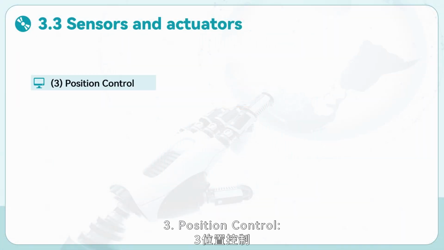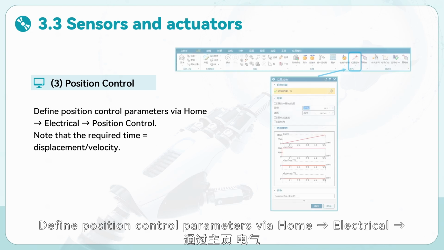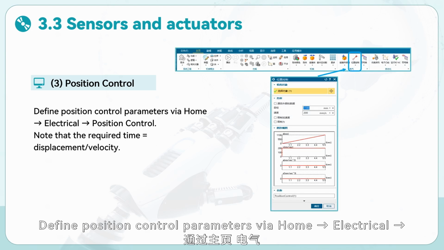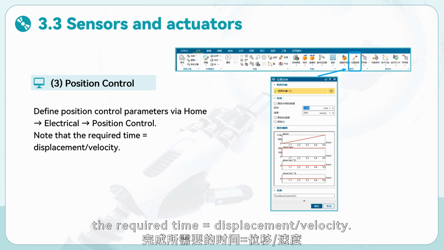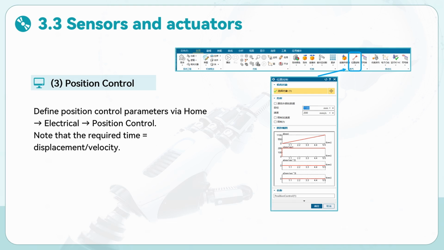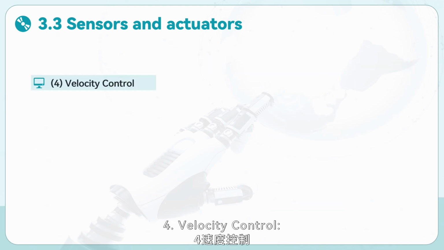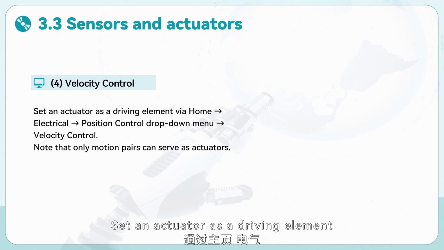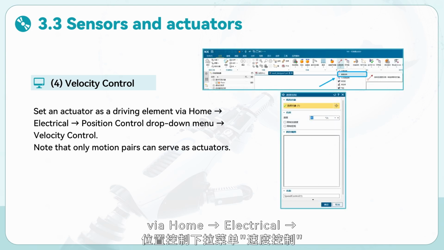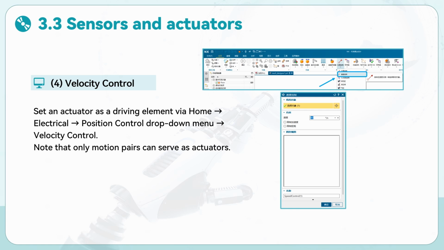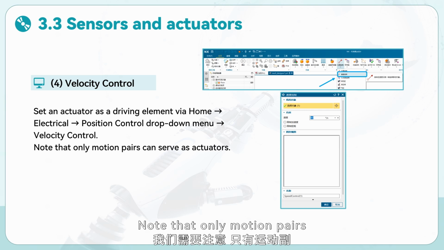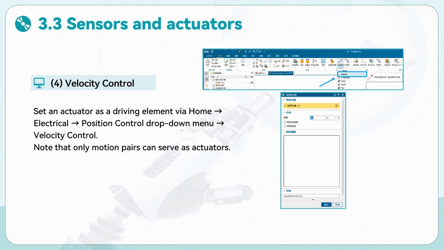3. Position control. Define position control parameters via Home, Electrical, Position control. Note that the required time equals displacement divided by velocity. 4. Velocity control. Set an actuator as a driving element via Home, Electrical, Position control drop-down menu, Velocity control. Note that only motion pairs can serve as actuators.